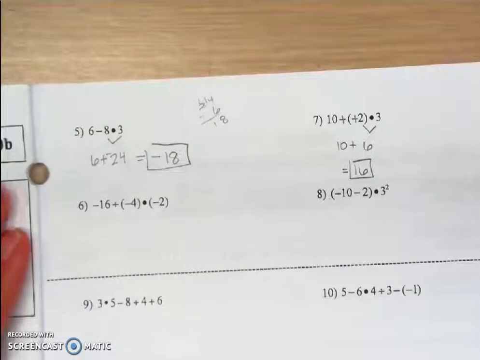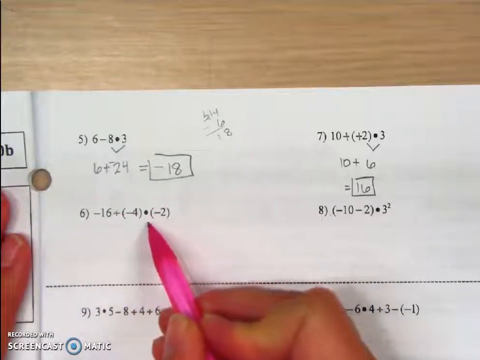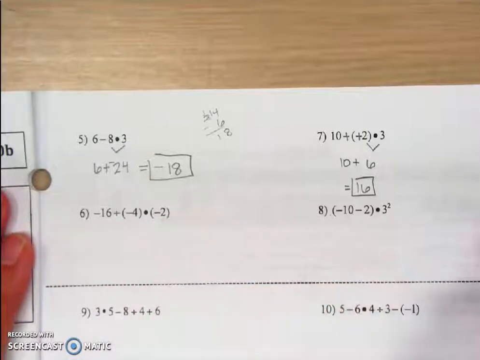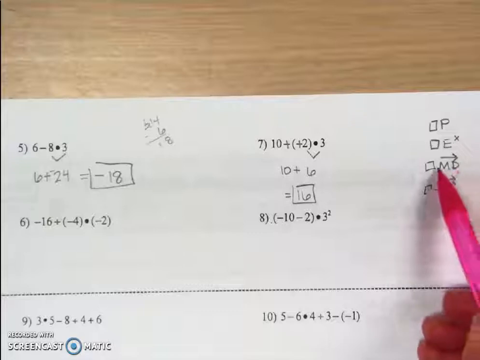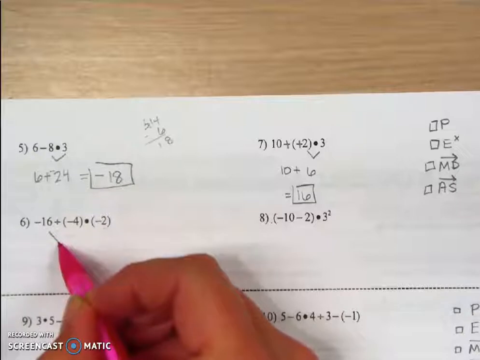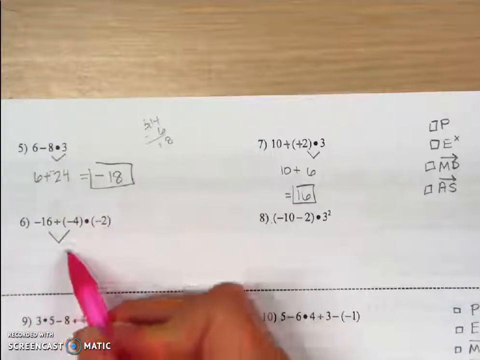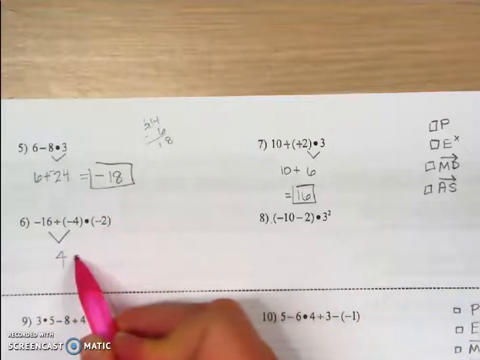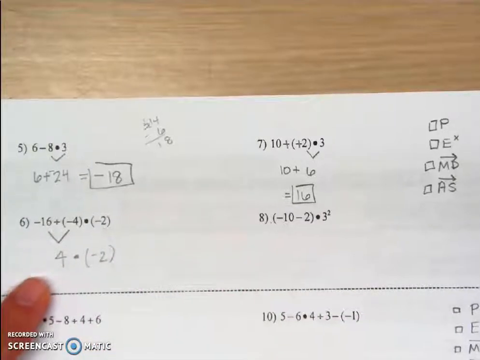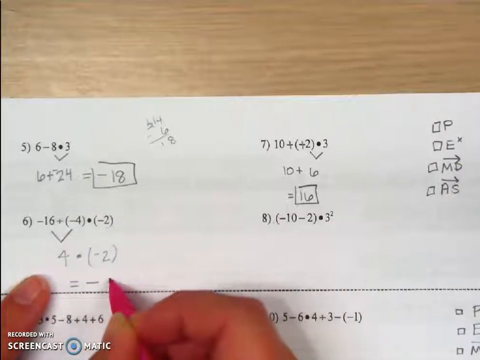All right, number 6. Here we go. We have negative 16 divided by negative 4 times negative 2. And so I have divide and I have multiply. Over here, I see divide and multiply is in the same level, and so I'm going to perform that left to right. Negative 16 divided by negative 4, negative divided by a negative is a positive 4. And I'm going to bring down times and bring down the negative 2. Now all I have left to do is multiply, and we know 4 times negative 2 is going to give us negative 8.